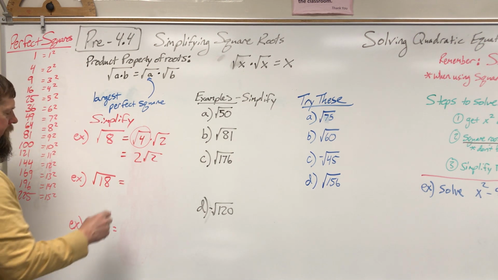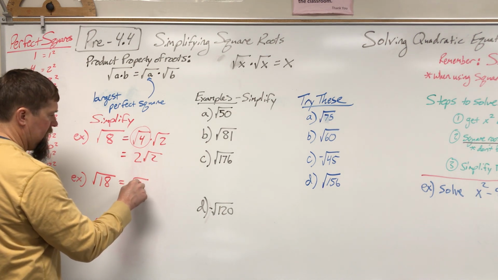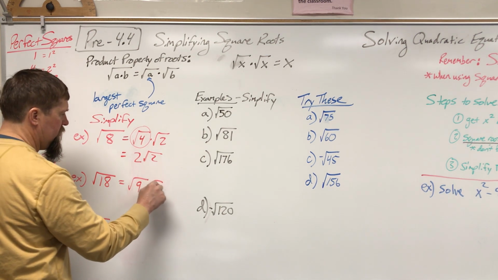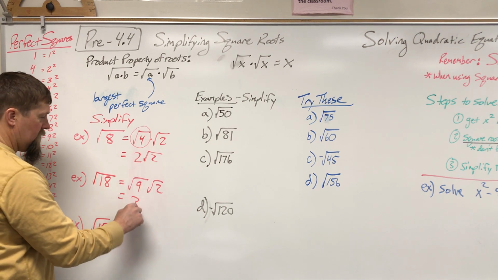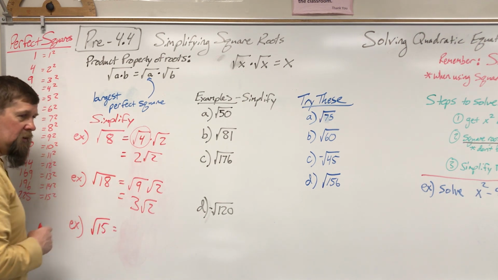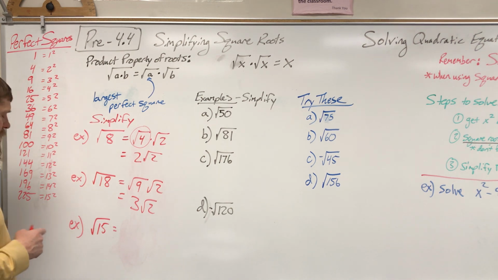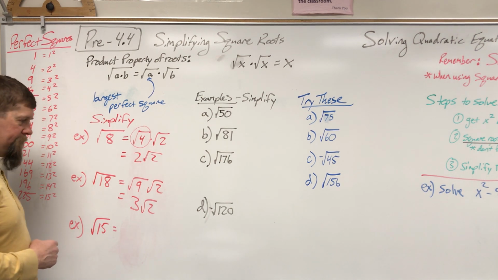Square root of 18, same thing. Take the square root of 9 times the square root of 2. That is 18. The square root of 9 is 3. 3 square root of 2. There's my answer.